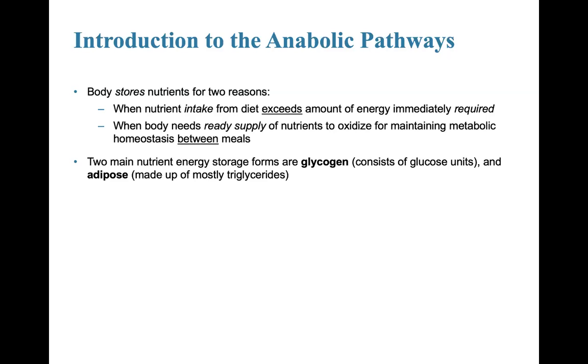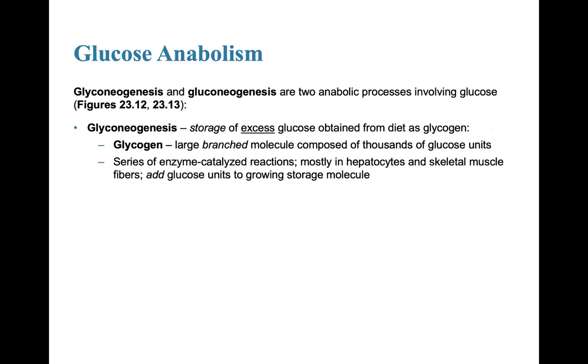Two main nutrient energy storage forms are glycogen, where we will store glucose as glycogen, and adipose, which is made up mostly of triglycerides. Now remember, we talked about the breakdown of glucose. So when we need it, we can break down glycogen to glucose and break down glucose. And then we talked about fats being broken down from triglycerides by beta oxidation and glycerol. And we can store fats as adipose, or fat tissue.